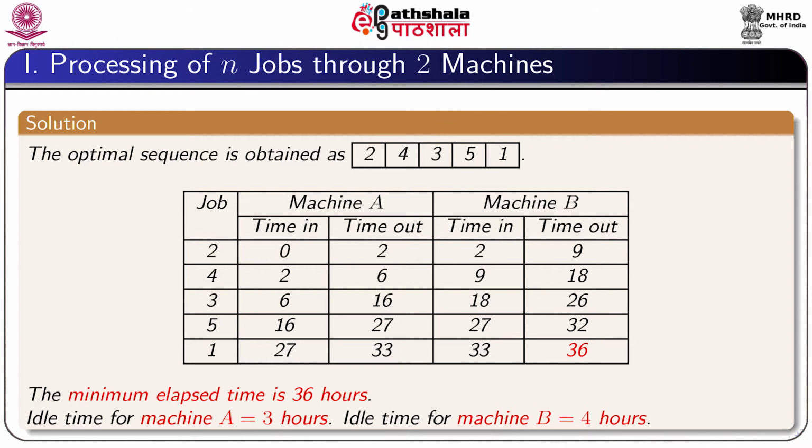So, machine B has to wait 1 hour to start processing job 1 as soon as the job on machine A is finished. So, total idle time for machine B will be initially 2 hours, and then subsequently 1 hour and 1 hour. So, the total idle time for machine B is 4 hours.